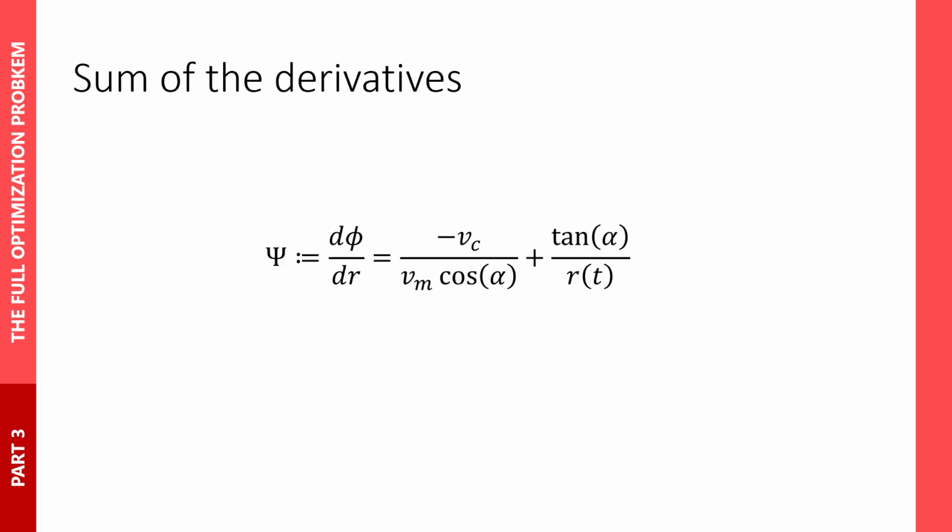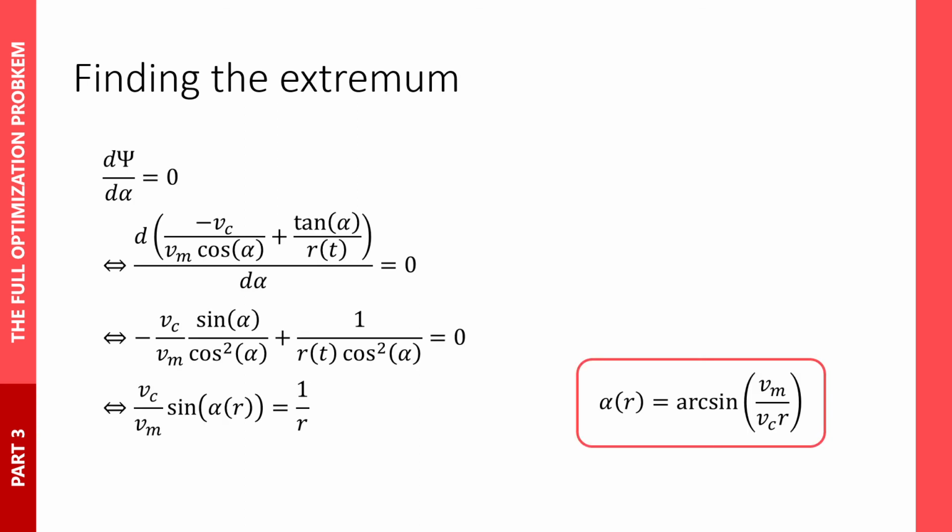We have here the sum of the derivatives that we call psi. We will now calculate the extremum of psi in function of alpha. Indeed, alpha is the only thing the mouse can choose over its trajectory. Therefore, we want the mouse to always pick the best alpha in function of r. The solution is written at the end of the slide.